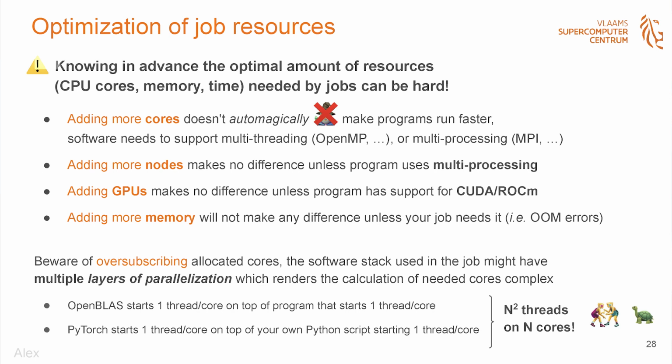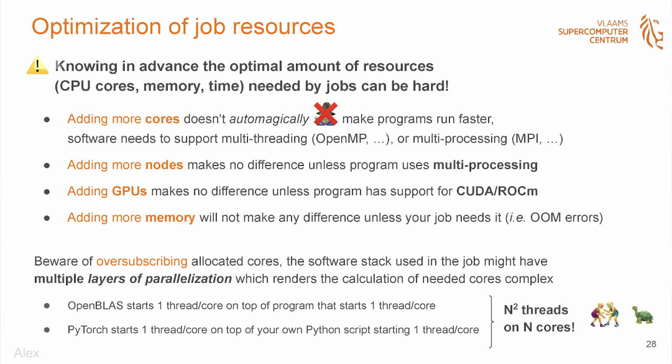So now, when you start writing a job script, as I said, you'll have to answer many questions. Basically, how many cores I'm going to use, how much memory, GPUs. Just keep in mind, just adding more might not help you. It will probably not help you. You have to first check that your software can benefit from all these extra resources.